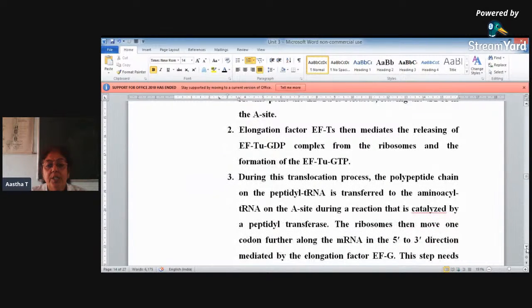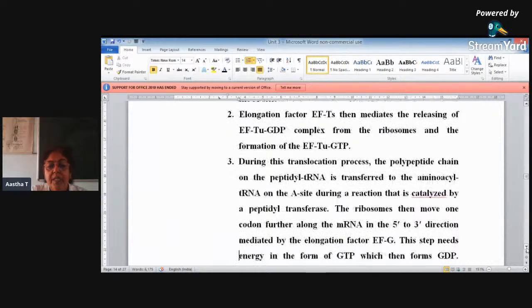During this translocation process, the polypeptide chain on peptidyl tRNA is transferred to aminoacyl tRNA on the A site, and this reaction is catalyzed by peptidyl transferase. So what does peptidyl transferase do? It will help in the transfer of the polypeptide chain on peptidyl tRNA to the aminoacyl tRNA at the A site.